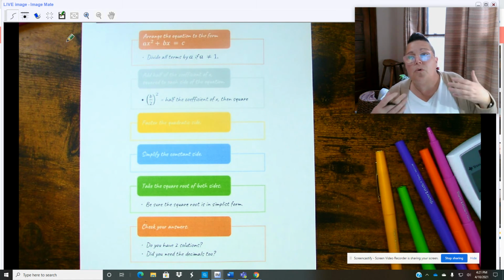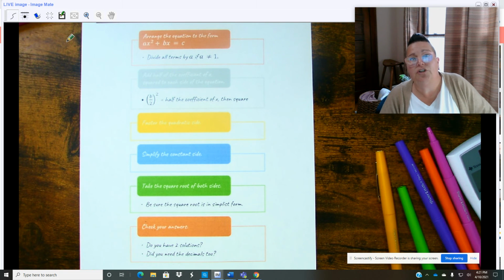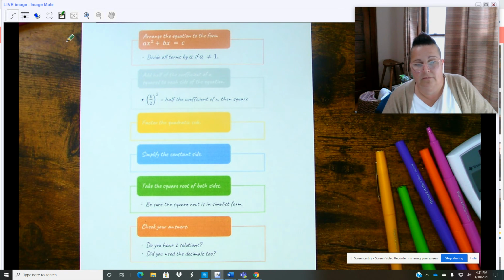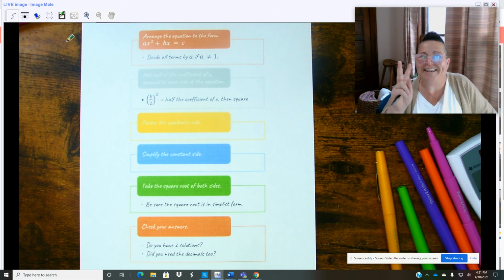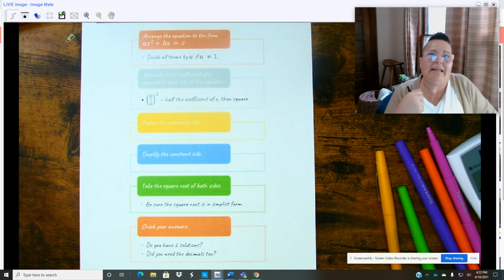Now, it is good form to check your answers. If you have checked your answers, you want to make sure that both solutions work. You want to check two solutions. And you need to check the instructions to see if you're supposed to give the exact answer or the decimal answer. Because sometimes they'll want exact and sometimes they'll want decimal. And I can't tell you which is which. You have to read the problem to know.